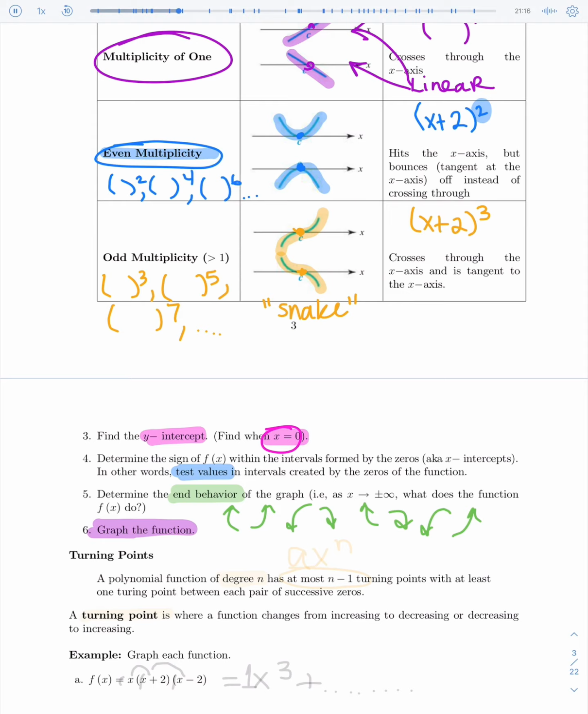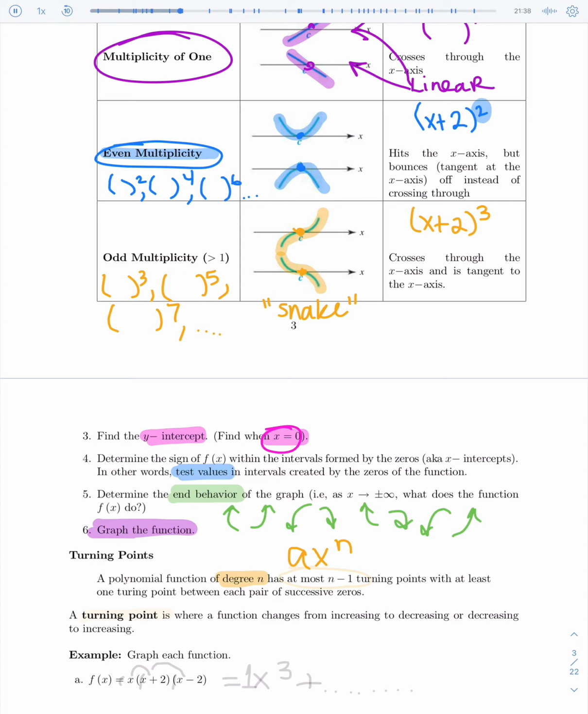One last comment before we get to an example is about turning points. Turning points are where you change from increasing to decreasing. And the idea is, if you have a polynomial of degree n, which, remember, the degree is the highest exponent, then it can at most change directions one less time than your degree.